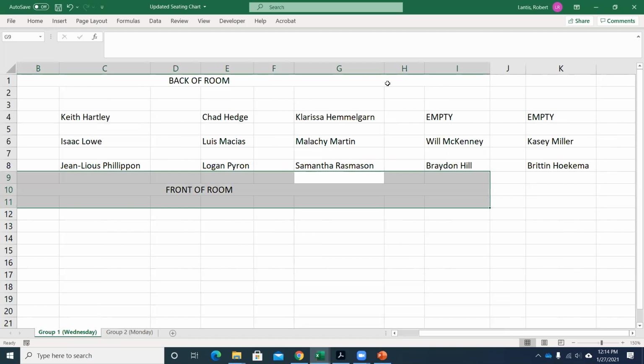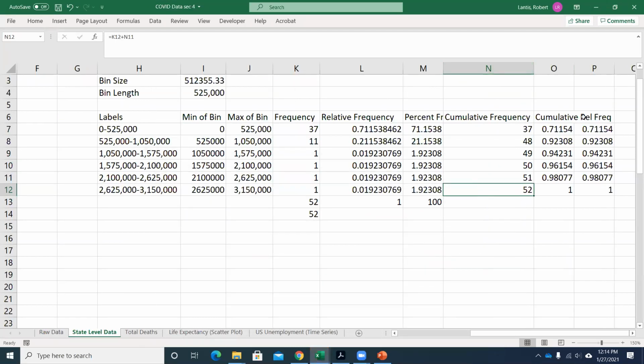Why is Excel mad at me? There we go. That's probably all I want to do here in Excel for the moment. We'll go back and forth. I'll show you a couple little things.